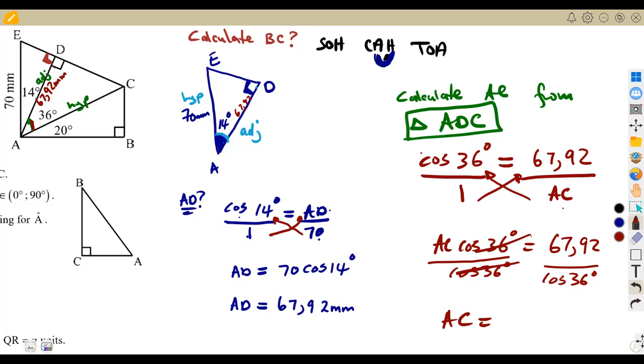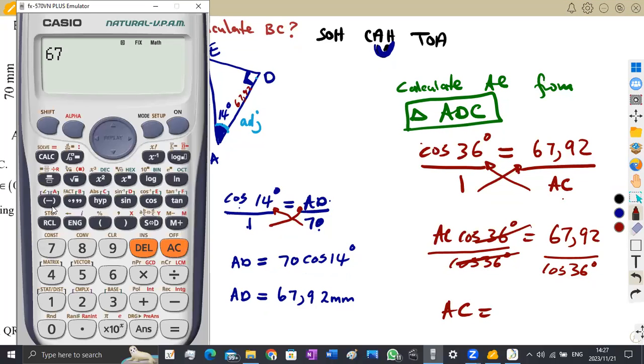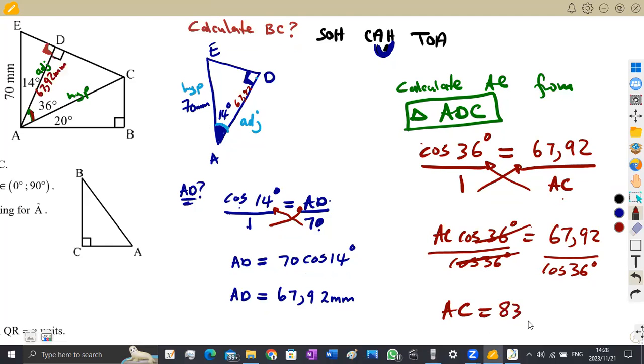So let's see on our calculator. You're going to divide 67,92, everything over cos of 36 degrees, which is 83,95. So you're going to obtain 83,95 in millimeters. These dimensions are in millimeters.